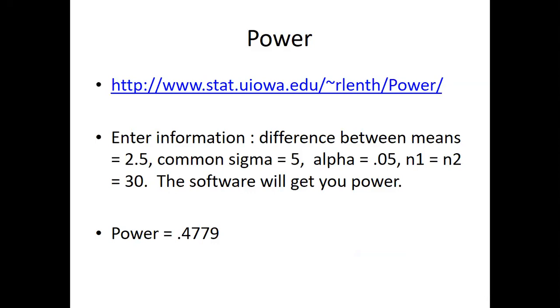Enter the information. The difference between is 2.5. That's the delta. The sigma is 5, alpha 0.05. And then we just say, all right, 30. It always boils down to this: there are 5 unknowns in the power calculation. You assume 4 of them and solve for the 5th. You can pick whichever one you like and manipulate the equation. This gives you a power of 0.4779.